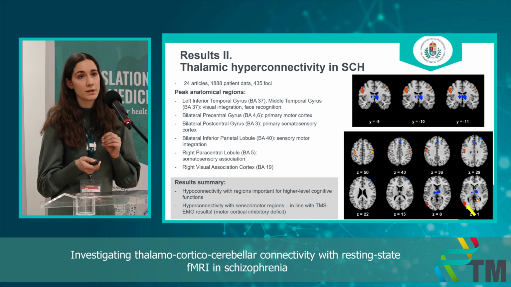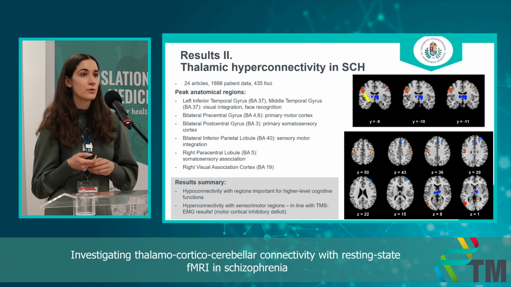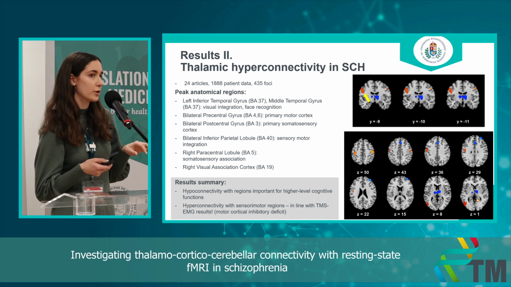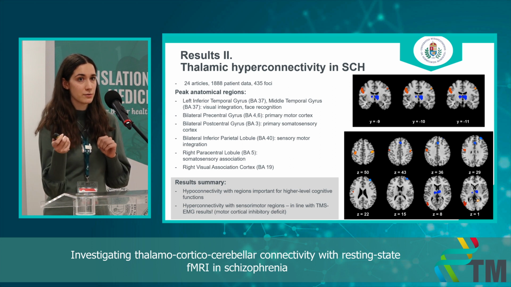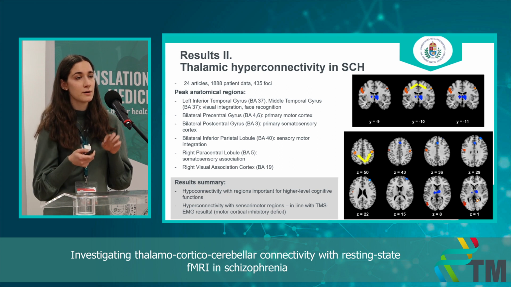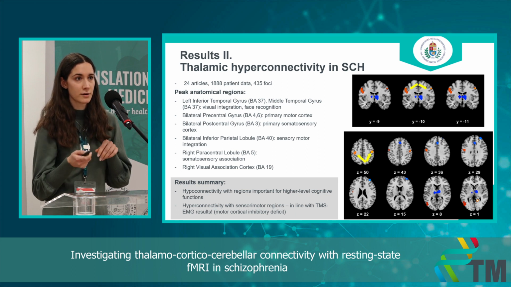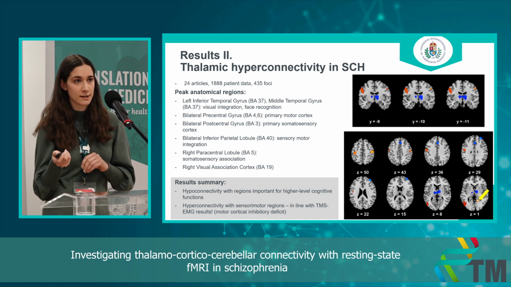So with red, you can see those brain areas where we find increased connectivity with the thalamus. And these brain areas are those that play an important role in sensory and motor functions, such as the inferior temporal gyrus, or the primary motor and primary somatosensory cortices, bilateral, and also visual association cortex.